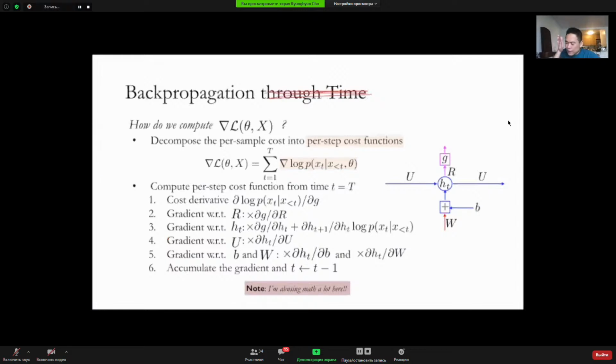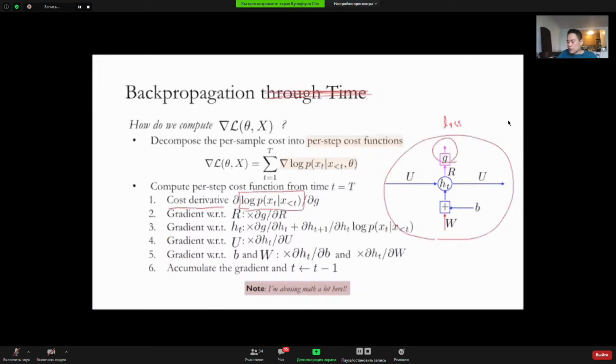And then we're going to look at each time step, because what happens is we're going to have the replicate of this computation over time. And then at each time step, we're going to predict the next word. So we actually get the loss at each time step separately. And then we can now think about applying the backpropagation at each time step. And then what happens is that we are going to compute the cost derivative. So we're going to look at the per-step loss function at that point.